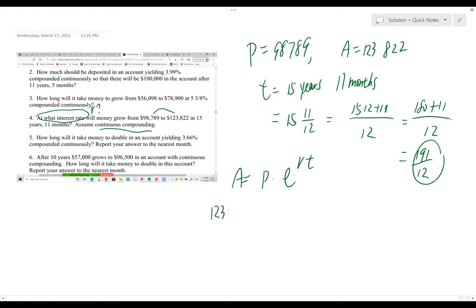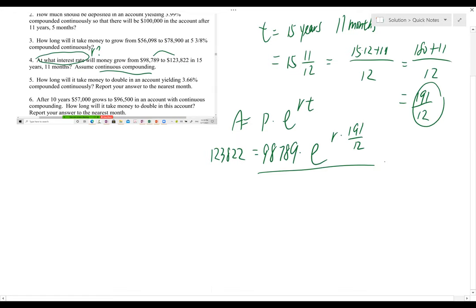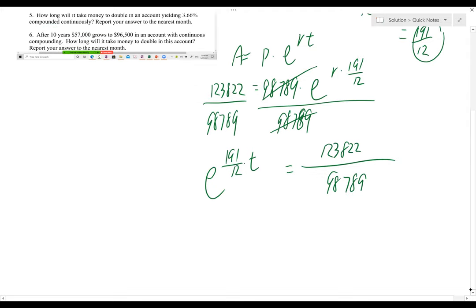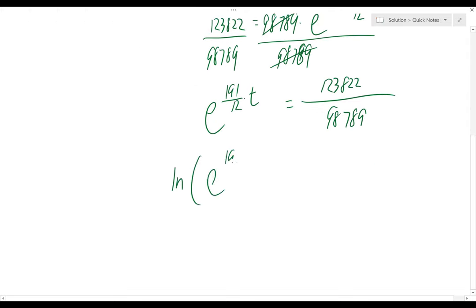So ending balance 123,822. Principal is 98,789. R is what we're looking for. We know the t is 191 over 12. Step one, we will get rid of the 98,789 from both sides of the equation. So dividing 98,789 from both sides, we cancel the coefficient, so we get e to the 191 over 12 T equals 123,822 divided by 98,789. Now we're taking the ln of both sides of the equation, first the ln of the whole thing, so they offset each other, and here's ln of 123,822 over 98,789.